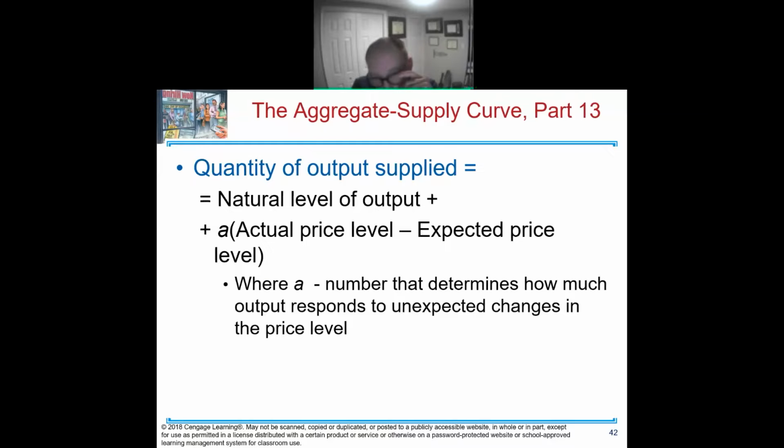Now, of course, another formula that you need to know. The quantity of output supplied needs to be equal to the natural level of output plus the letter A. What does the letter A represent? A is the actual price level minus the expected price level. That is letter A. Actual price minus the expected price. For those of you who are in my 202 class for accounting, it's actual minus budgeted. That's a way to think about it.